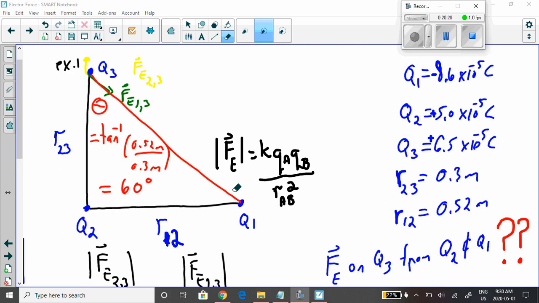Next, we want to find the electric force between Q1 and Q3. So we're going to use this equation again, k, the electrostatic constant, but now we're going to put Q1 and Q3 in here, and we've got to put the distance between Q1 and Q3. What's that distance? Well, kids, you all know Pythagoras, right? You can figure that out.